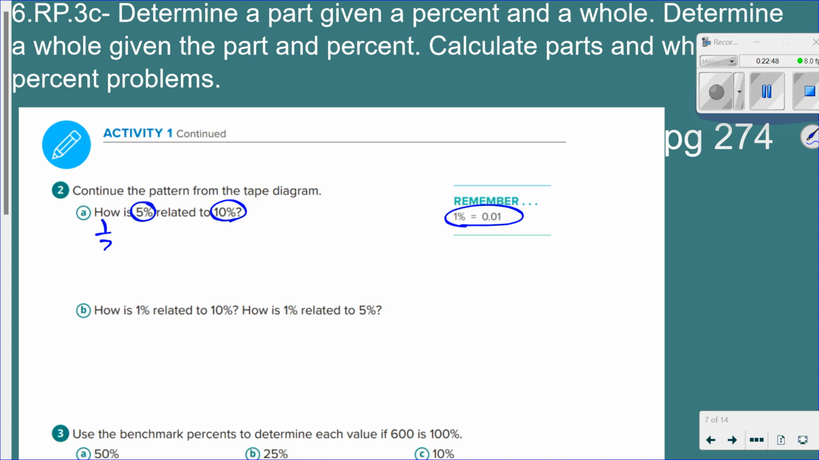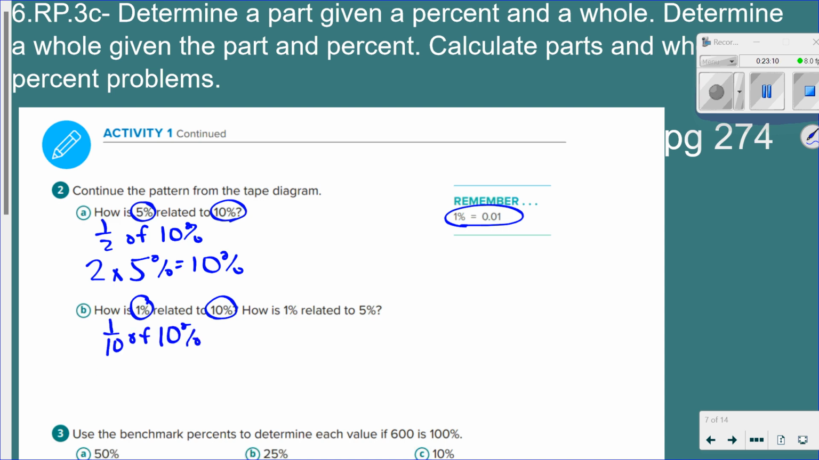It's half of 10%, right? Or we could say 2 5% gives me 10%. Could we go all the way down to 1% then? What about 1% to 10%? 1/10 of 10%. Or we could say 10 1% gives me 10%.